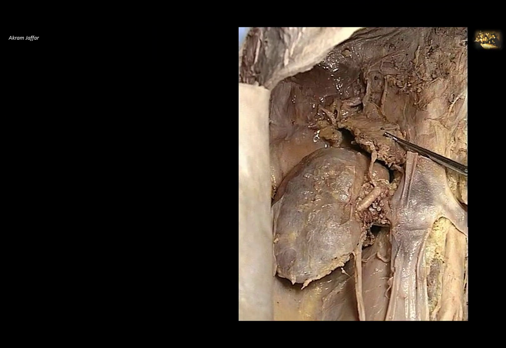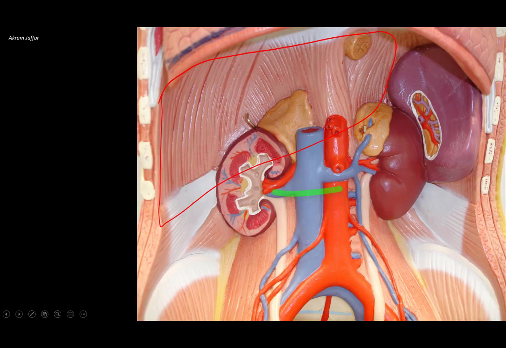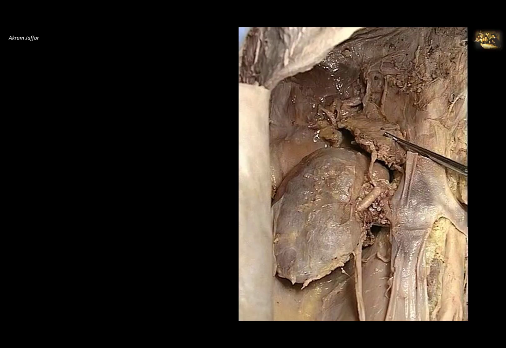This is a dissection showing the right kidney. Look at the medial side of the kidney. This is called the hilum of the kidney, and it is where structures pass in and out of the kidney. It's an indented structure. The structures are mainly the renal vein, the renal artery, and the ureter. This is a part of the renal artery entering into the right kidney, and this is the ureter.